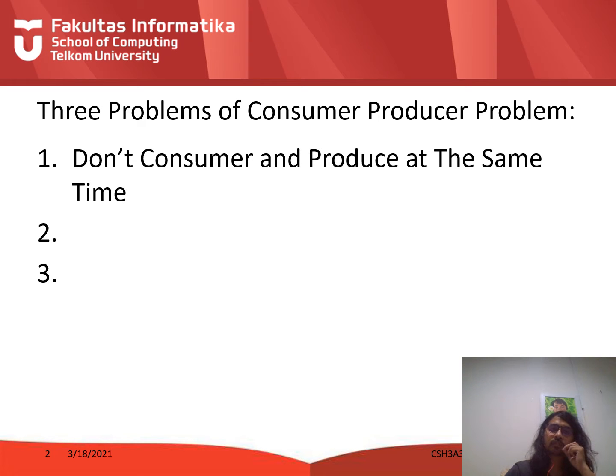So in the last video, we mentioned that there is a thing called consumer and producer problem, and we mentioned that there are three problems in the consumer producer problem, and we have discussed the first problem, which is don't consume and produce at the same time. But don't forget there are two more problems that we haven't discussed. So here we are going to discuss about the second problem and the third problem. This one, this one.